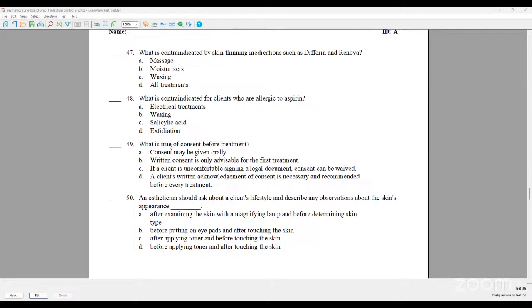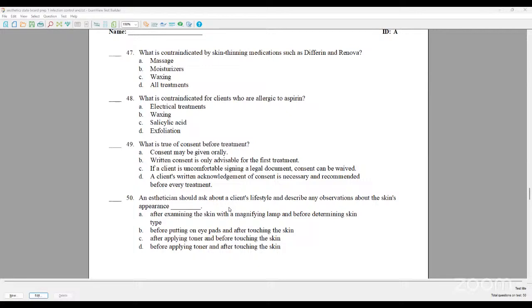49 is, yes, D. Y'all, when they come in, client consultation, sign consent. Every time after that, you may ask them, has anything changed? They may say no. All right, on the back of that form, sign, date. Okay, that's it. 50. An esthetician should ask about a client's lifestyle and describe any observations about the skin's appearance.